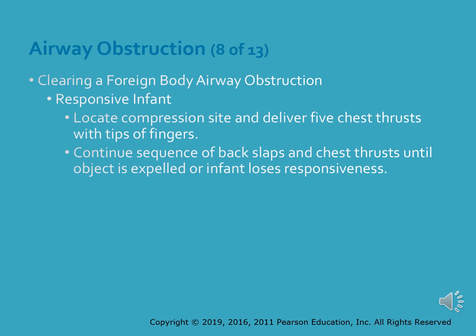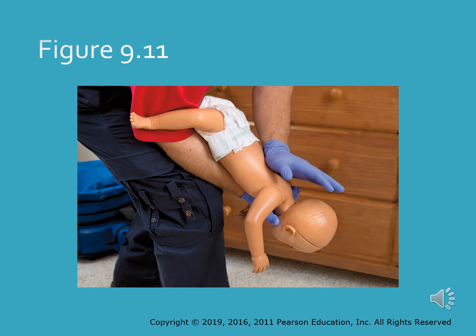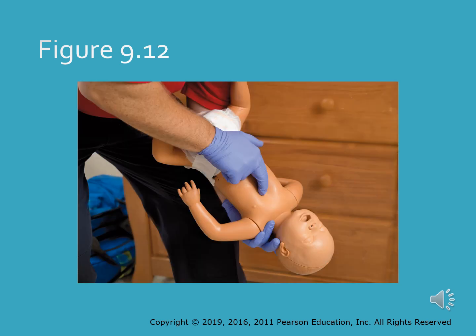And then continue the sequence of back slaps and chest thrusts until the object is expelled or the infant loses responsiveness. So just remember that back slaps are for clearing those foreign bodies in the responsive infants only, and do not use this procedure on adults or children. So here's the proper positioning of an infant for back blows. Here's the proper position for an infant for chest thrusts.